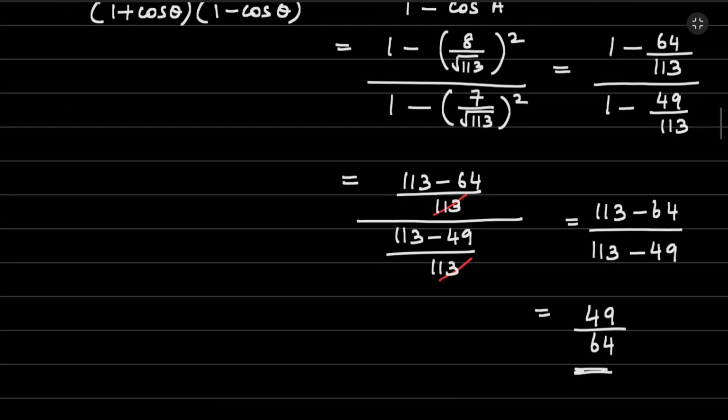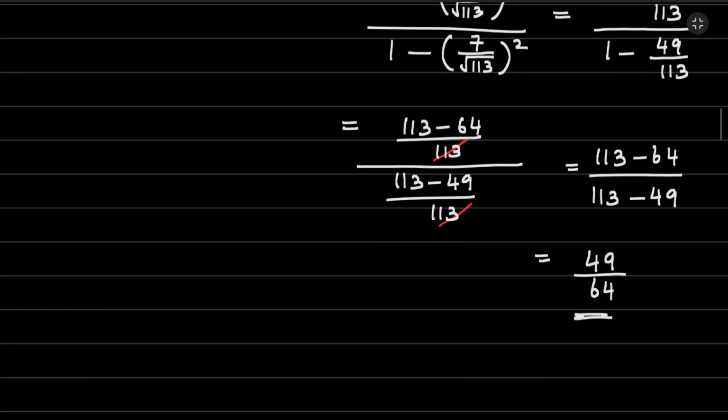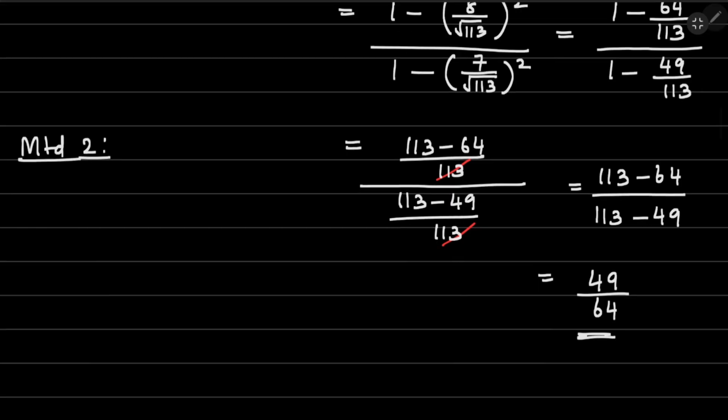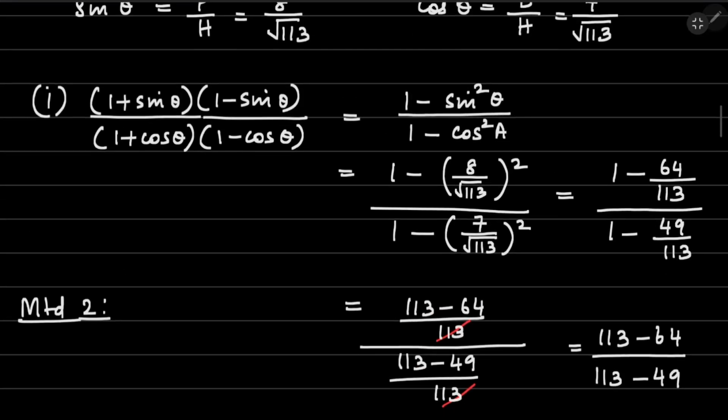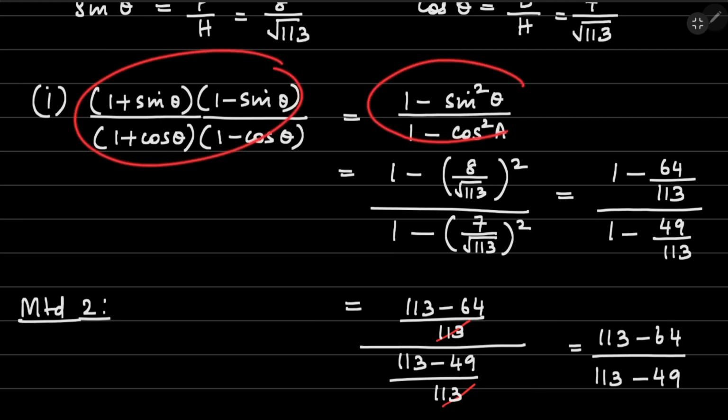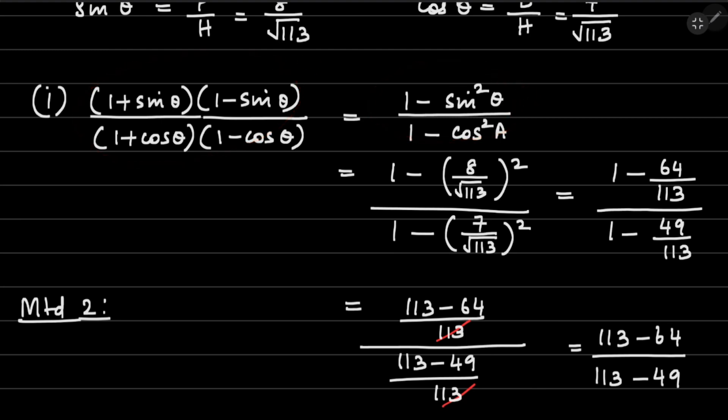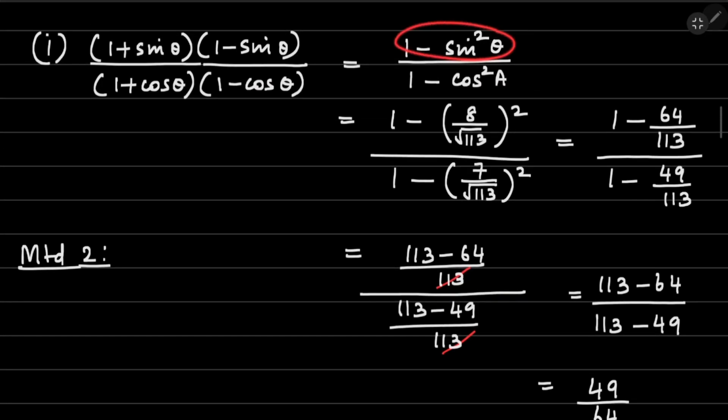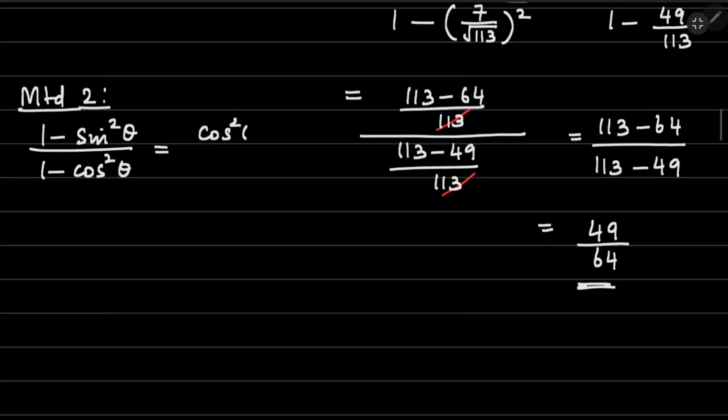There is another alternate method that you can use to solve this. You can write down method 2. The other method is, when you are writing the given question in terms of 1 minus sine square divided by 1 minus cos square. So 1 minus sine square theta divided by 1 minus cos square theta. 1 minus sine square is nothing but cos square theta. 1 minus cos square is nothing but sine square theta. What is cos by sine? It is cot square theta.